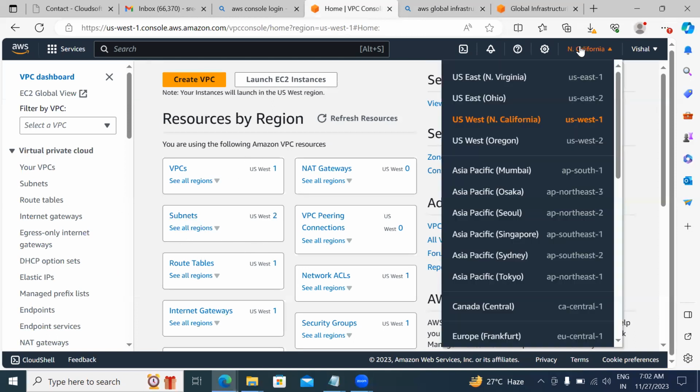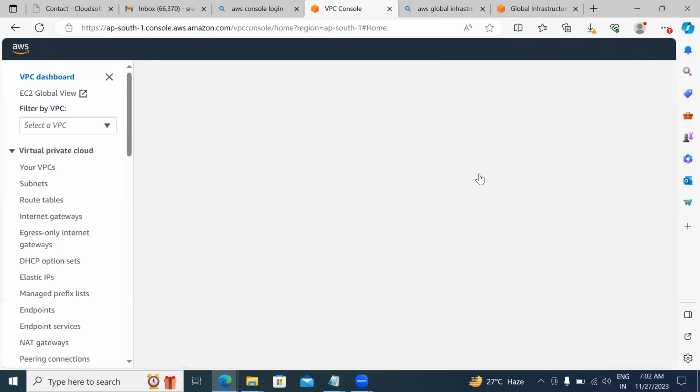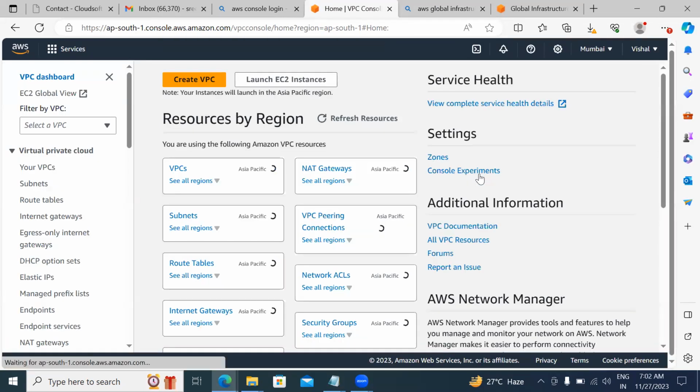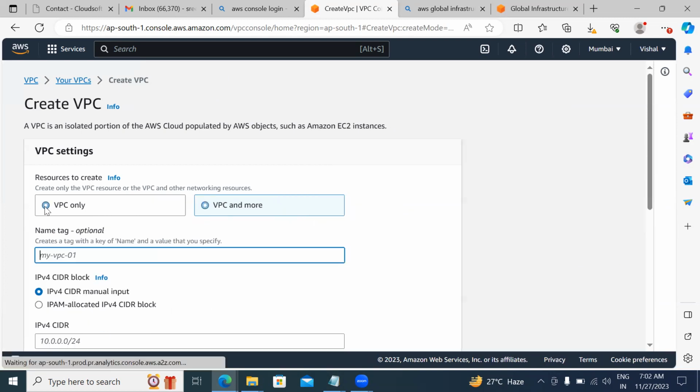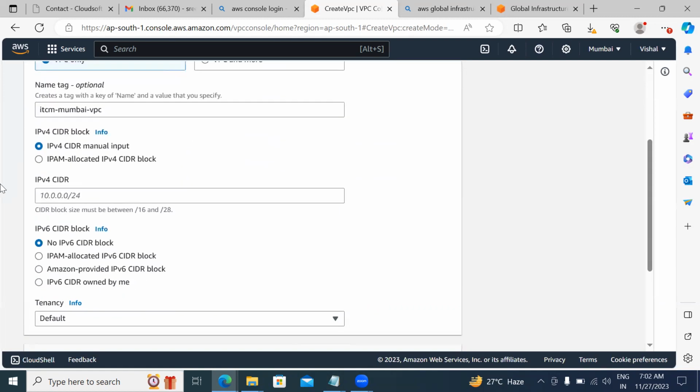Okay, so instead of North California, I'll go for maybe again Mumbai. I'm going to create a VPC. Okay, so VPC and more also automatically we can create, but as of now create only VPC. I'll give ITCM is my project, Mumbai is my region. I'm going to give the VPC. Okay, so while creating, don't go for IPAM automatic. IPv4 CIDR, manually you provide that.